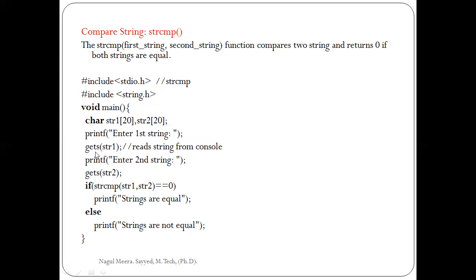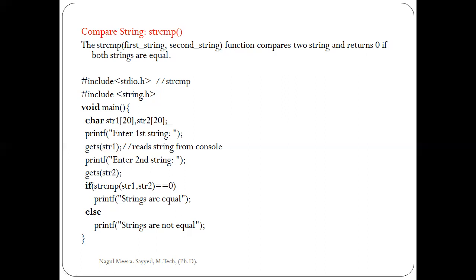Then gets of str1. What happened? I am reading some string into str1. Now printf "Enter second string". This is also for message purposes. Then gets of str2. I am reading some text into str2. Up to this point, I am reading two strings, and the two strings are stored in two different variables, str1 and str2.